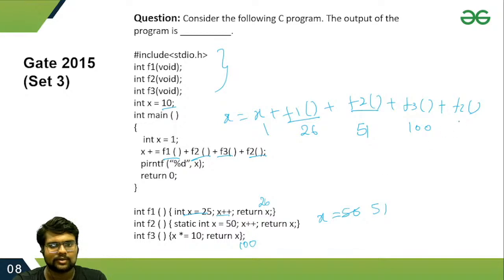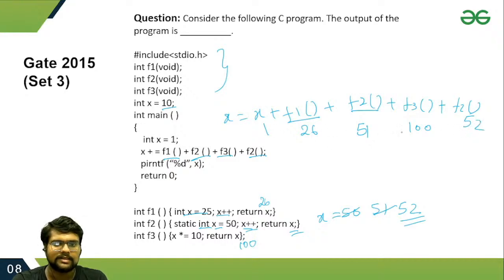And then f2 is called again, but this time since it is a static variable, we will just update the previous value, so it is 51, so x will be incremented, it will become 52, then we will return this x, so it will be 52.